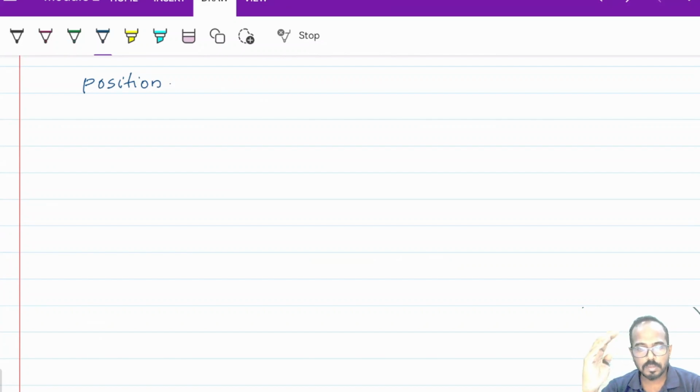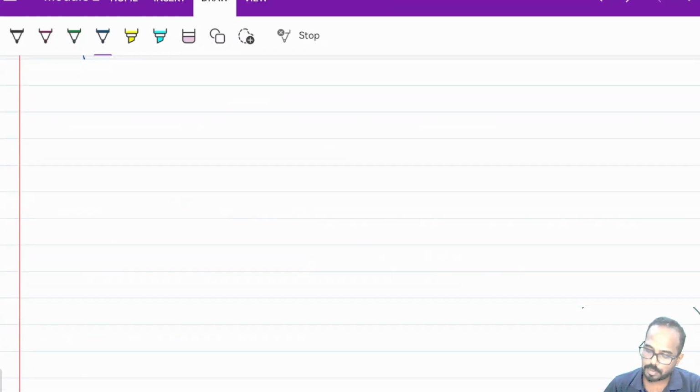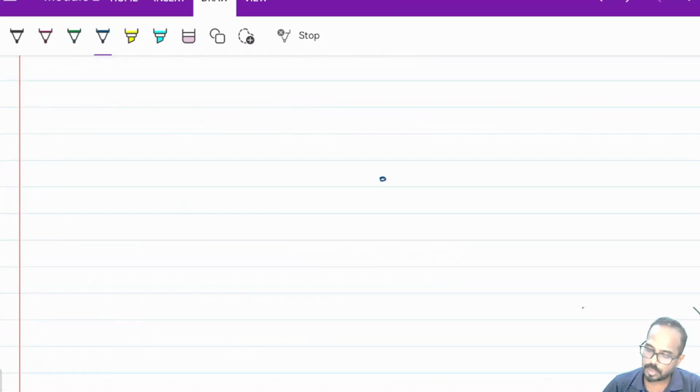So to describe the position of an object, you require something. What is that? Let me explain. First one, in this plain paper, if I am asking you to describe the position of this point, or this is an object, or this is a dot, describe it. How can you describe?